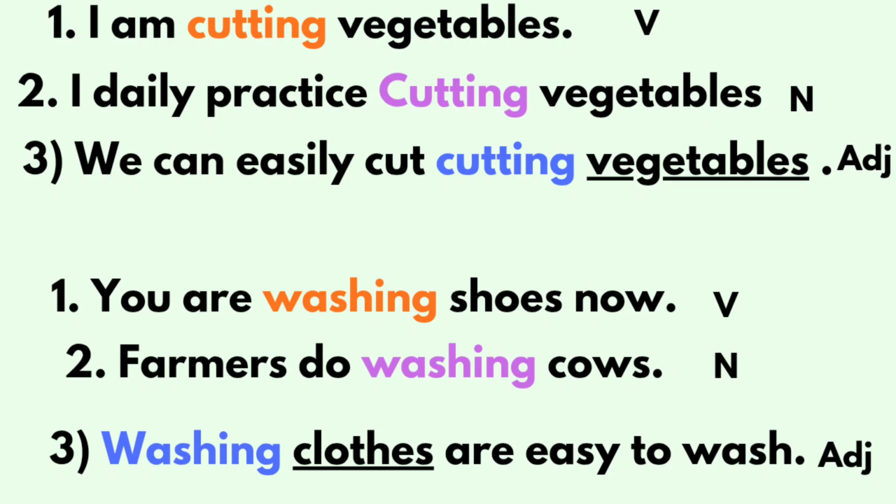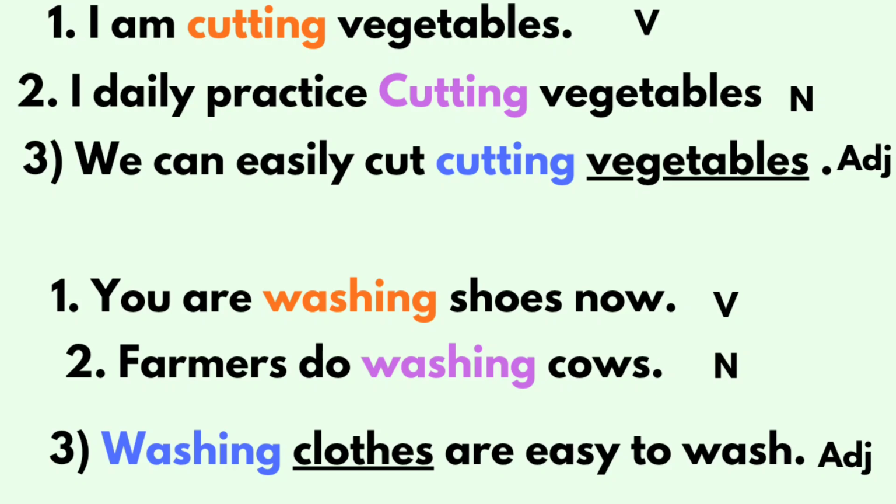Okay. We can easily cut vegetables. Which kind of vegetables? Cutting vegetables. Here vegetables is plural countable, right? And cutting is an adjective. It is used before the noun vegetables. Cutting vegetables. Which kind of vegetables are easy to cut? Cutting vegetables. Simple. So no need to get confused. Okay, just observe the examples.